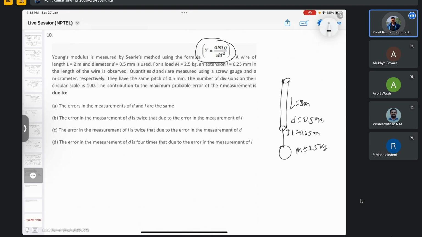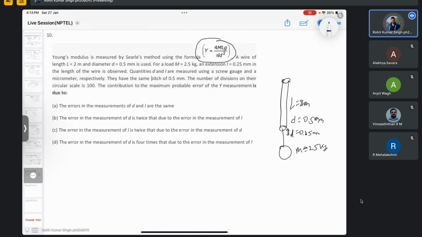Now, quantities D and L are measured using a screw gauge. So you are using a screw gauge to measure this diameter and the extension length, and a micrometer. So micrometer is similar to a screw gauge. They have the same pitch, which is 0.5 mm, and the number of divisions on the circular scale is also the same, which is 100.